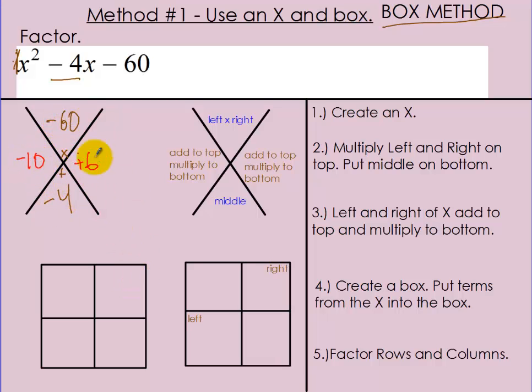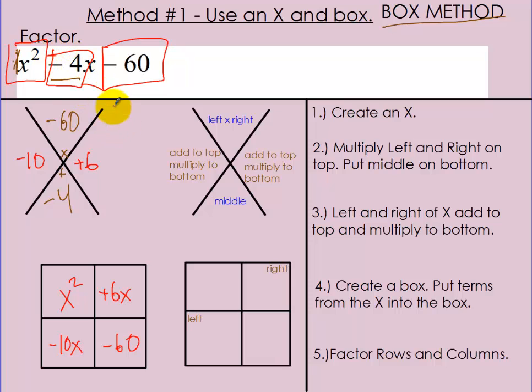All right, now that I have these two numbers on the left and right, these are the key points. I'm going to create a box here, a 2 by 2 box. On the top left corner, put the left term of the expression, so x squared. On the bottom right corner, put the right term of the expression, so negative 60. And in these two boxes, put the left and the right: the left, negative 10, making negative 10x, and the right is going to be positive 6x. Basically what we're doing is splitting this negative 4 into two different things, negative 10x and positive 6x. So I create my box.